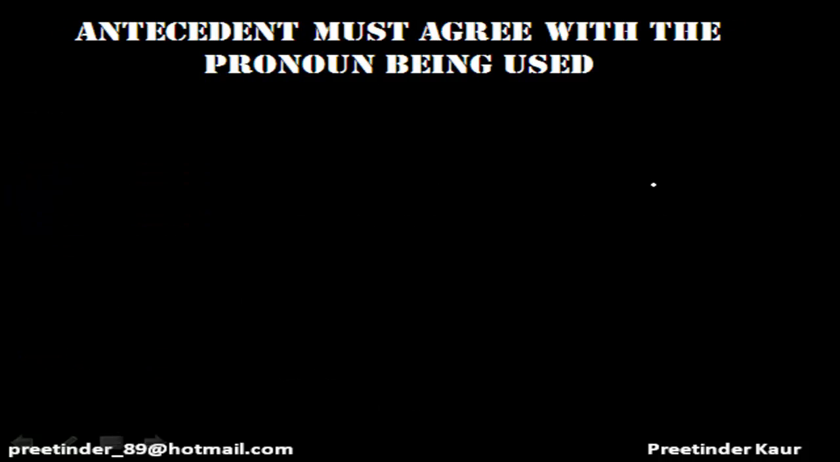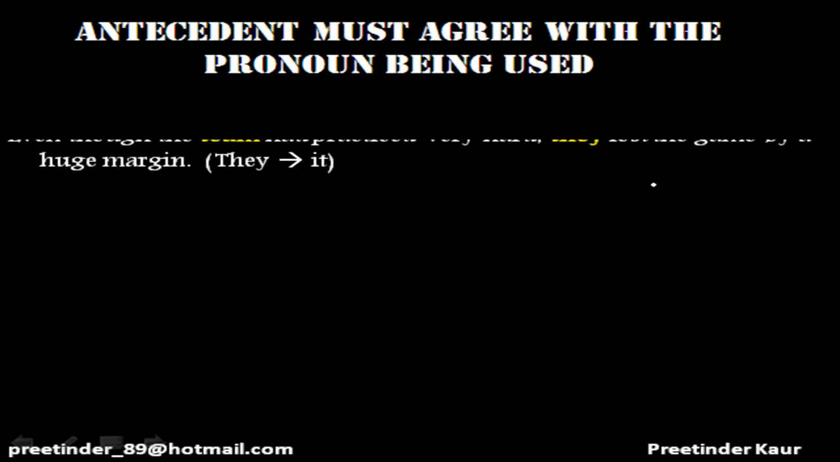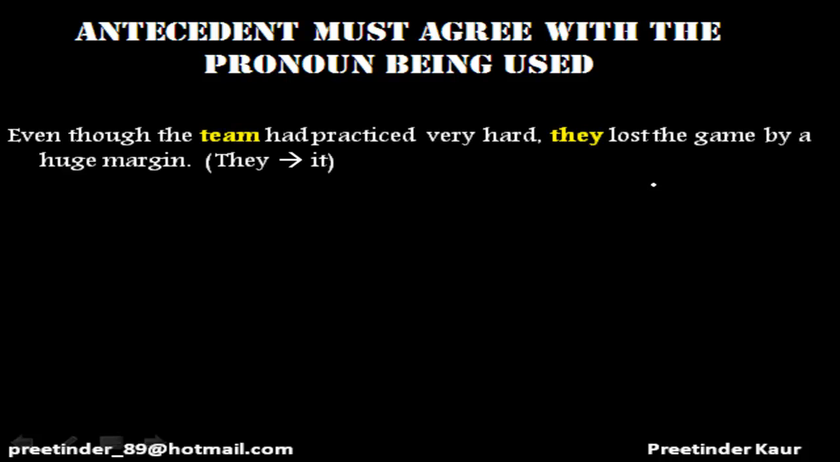Now antecedent must agree with the pronoun being used. This I discussed in the first slide as well. The antecedent is the noun which is being replaced by the pronoun, or the first pronoun that was in the sentence, and the second pronoun must agree with the first pronoun or the antecedent, whatever antecedes or precedes the pronoun. Let's have a look at this example. Even though the team had practiced very hard, they lost the game by a huge margin. Now the problem is over here, team, as I told you, is a singular noun, and they're using they, which is absolutely wrong. It should be it, because it is the correct replacement for team, which is singular.